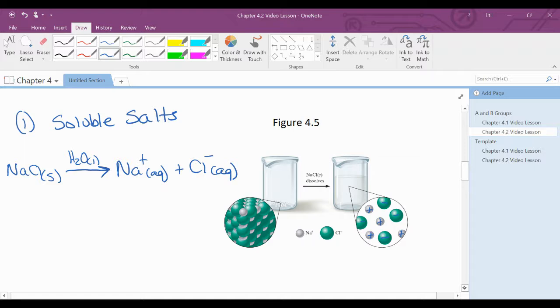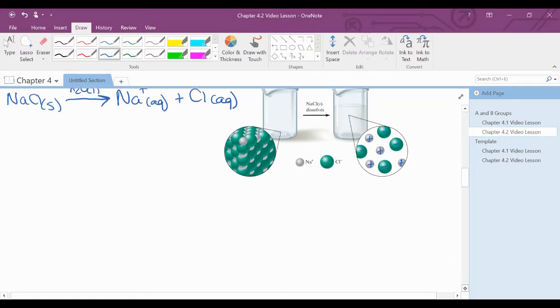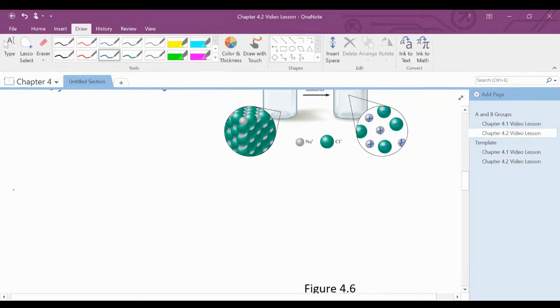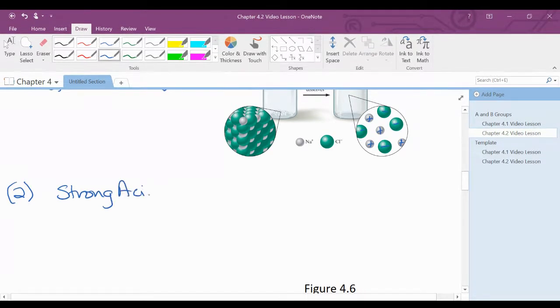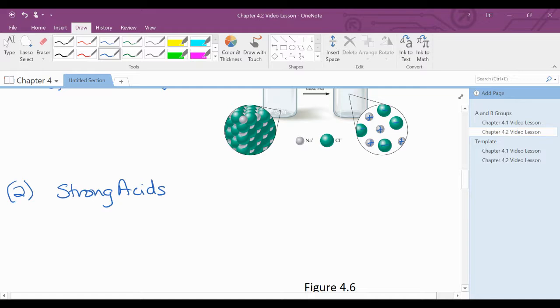The second class of strong electrolytes is, give myself some room right here. The second class is strong acids. And so we will have a whole chapter. I think there's actually 2 chapters we'll cover in terms of acids, but we are going to cover a little bit here about strong acids in terms of how they are a strong electrolyte.